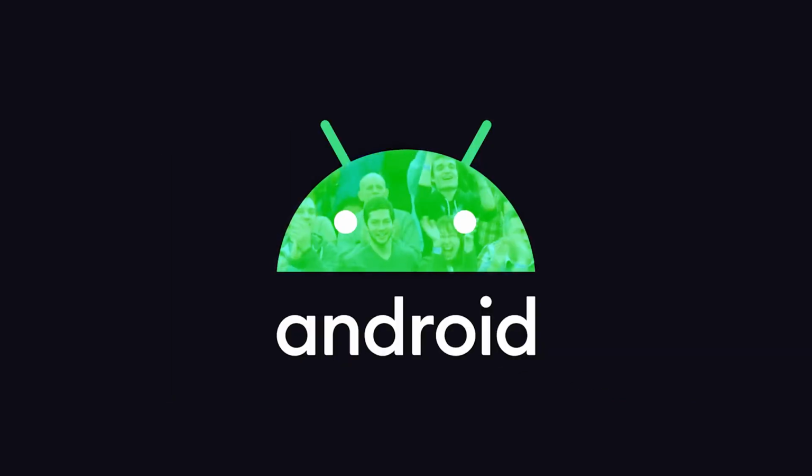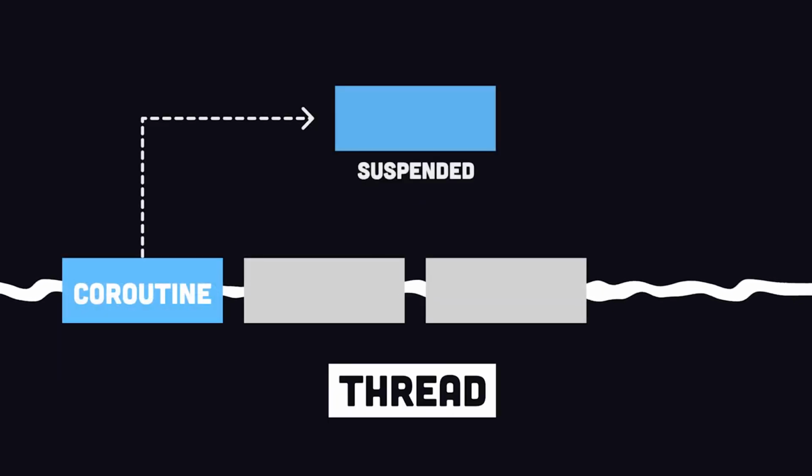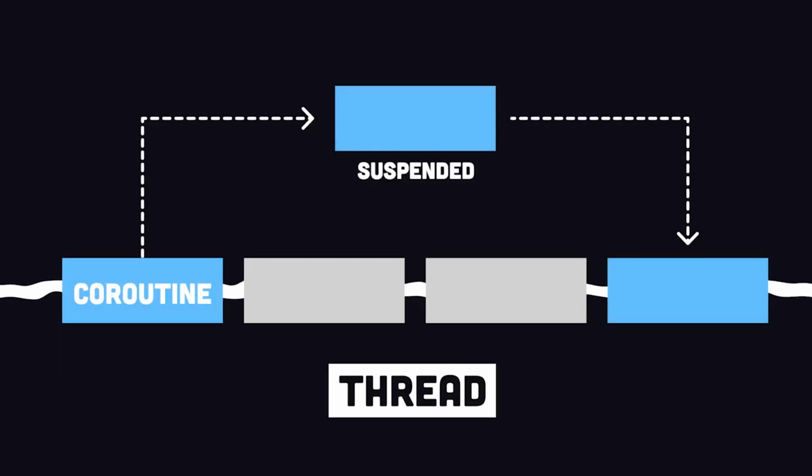It's been most influential in the Android development community, and as of 2019, Google named it the preferred language for Android development over Java. One of its killer features is coroutines, which provides a simplified way to write asynchronous, non-blocking code, a common requirement for mobile developers.